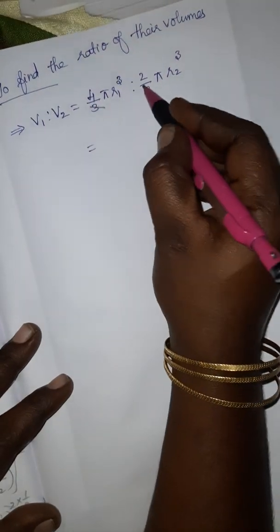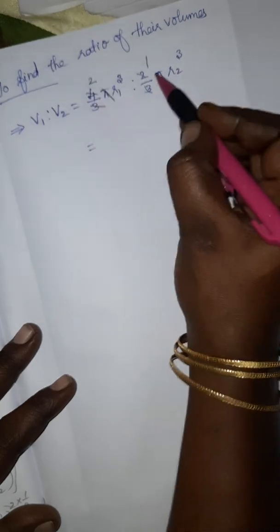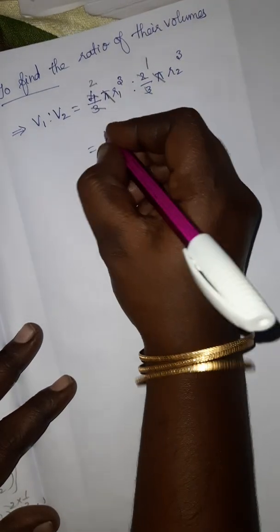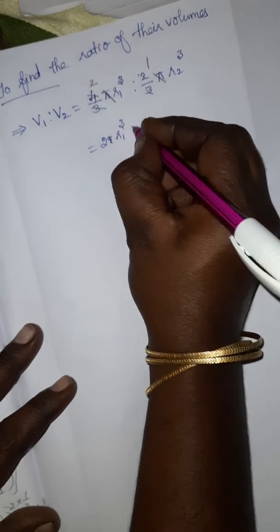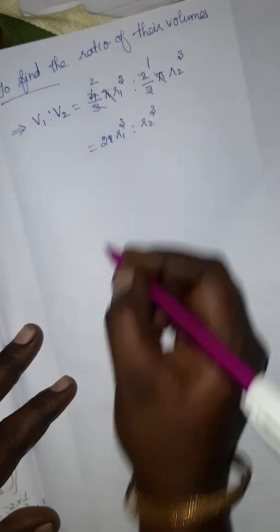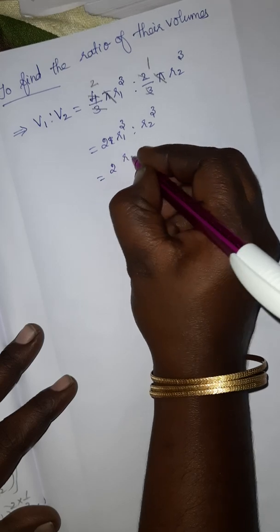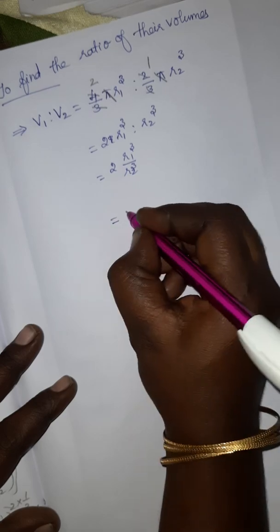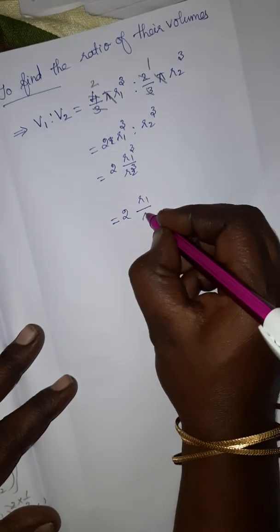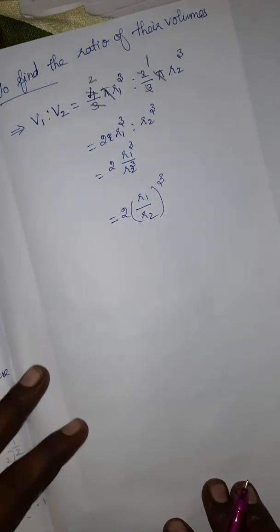Which is equal to, now you can cancel the common value. It is like a fraction, numerator, denominator. This 3 you can cancel using the 2 table, 2 2s are 4, 1 2 is 2. Pi you can cancel. So you get 2 r1 cube is to r2 cube. Are you correct? That is 2 r1 by r2, that is otherwise r1 cube by r2 cube. You can write that as 2 into r1 by r2 the whole cube. Okay, can you understand this?